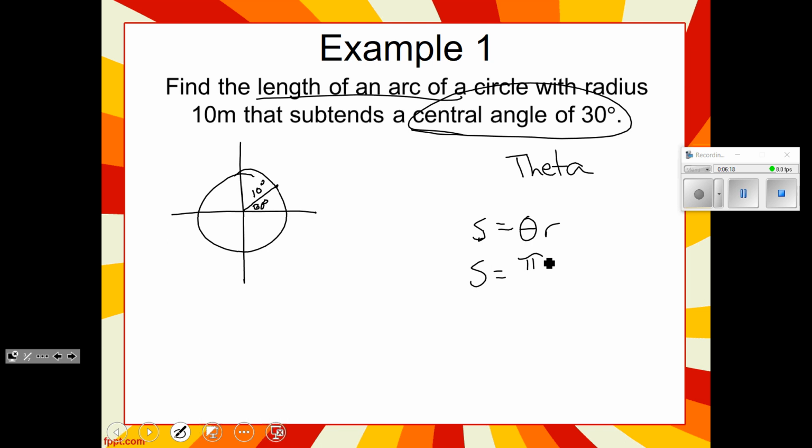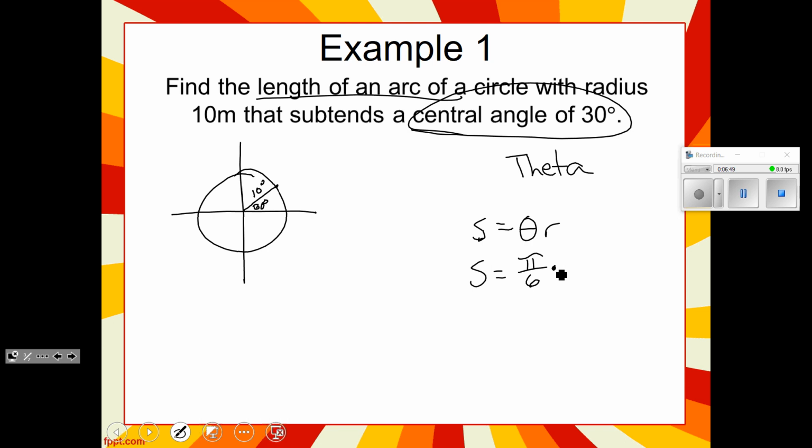Now, isn't it nice that we know that 30 degrees is pi over 6 because we have our unit circle memorized? But what if I give you a different degree, like 110 degrees? You multiply by pi over 180. Does that make sense? You just change it to radians like we did yesterday. Any questions about that?